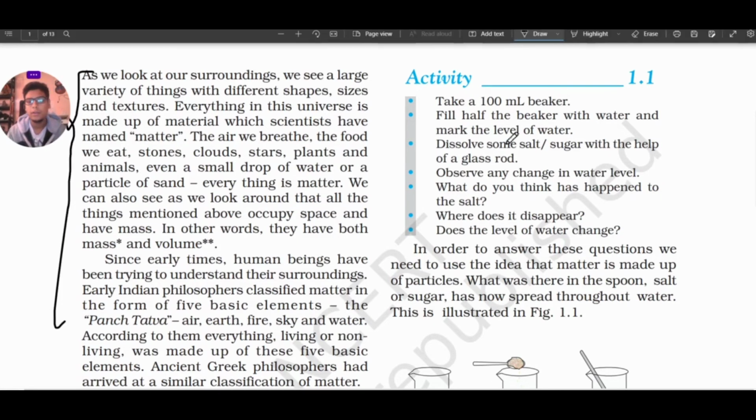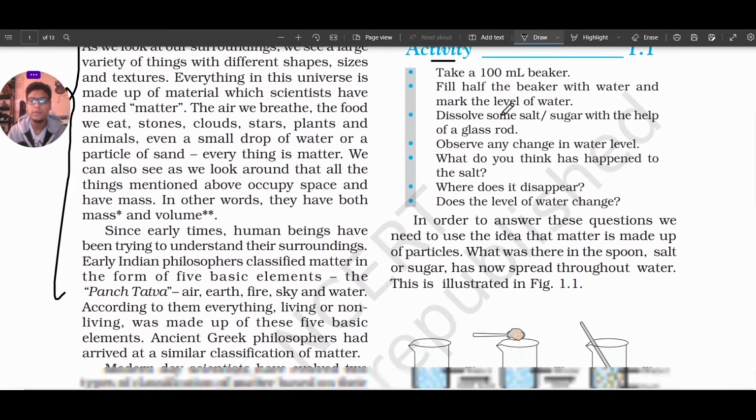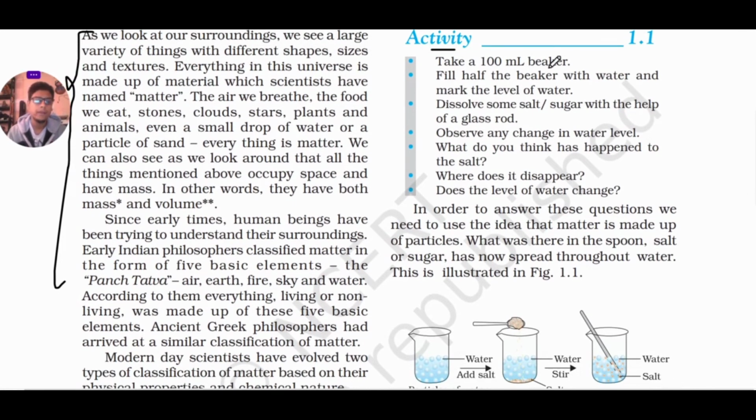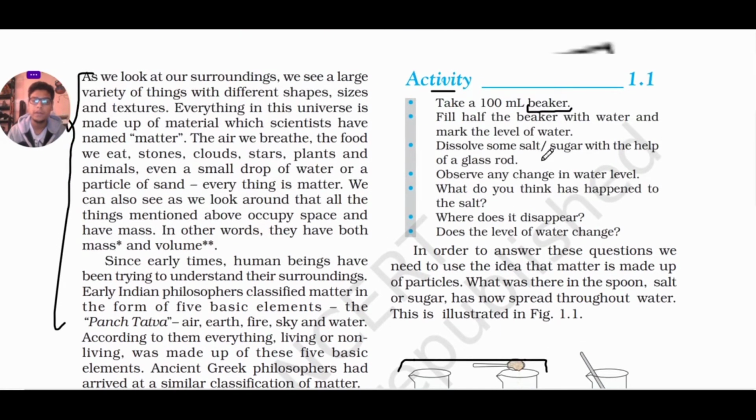So now we are starting our chapter from the activity, which is this, activity 1.1. Take a 100 ml beaker, which means a beaker is a container inside your chemistry lab. You observe inside your chemistry lab there is a beaker, a cylindrical vessel made up of glass. So it is known as a beaker.